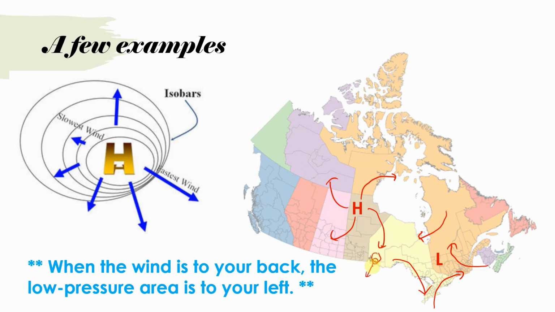So if I'm facing this direction here, the low pressure area or the left is going to be kind of this direction over here. If I'm standing somewhere over here, looking in this direction, and the wind is to my back, where is the low pressure area going to be? It's going to be to my left. So this is a nice trick to always keep track of where exactly that low pressure area is going to be. It's always going to be to your left.